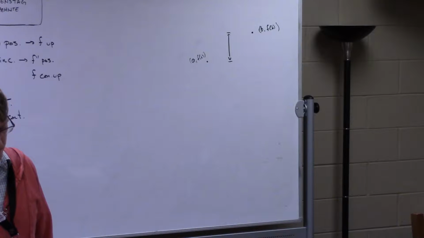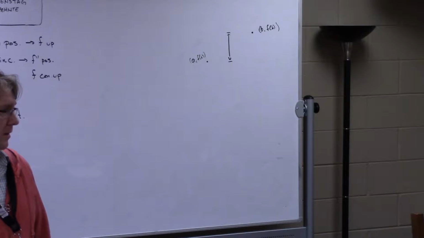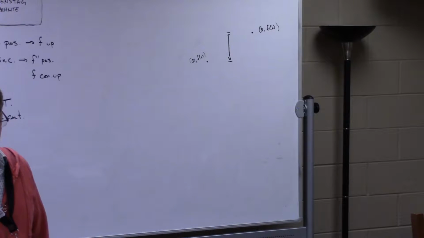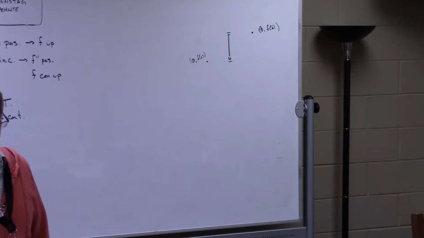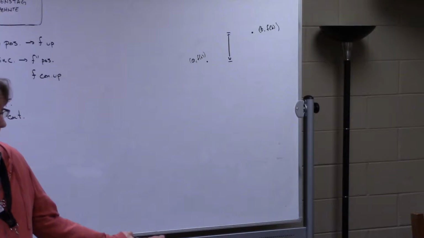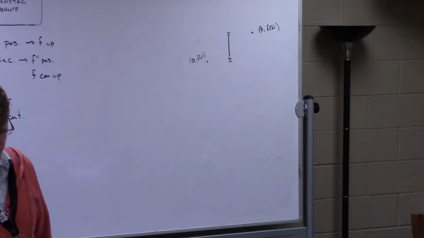What do you think? f of x equals 13 at least once in between there. Yes. Why? Because 13 is in between 10 and 20. There you go. That's it? Done. Okay. What about f of 3 equals 15?